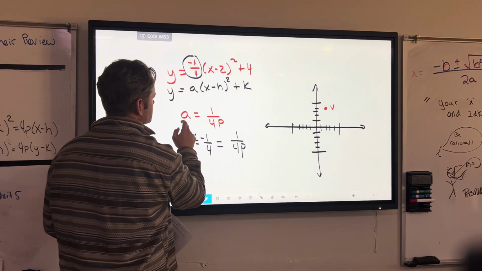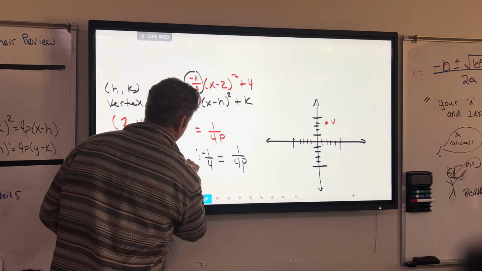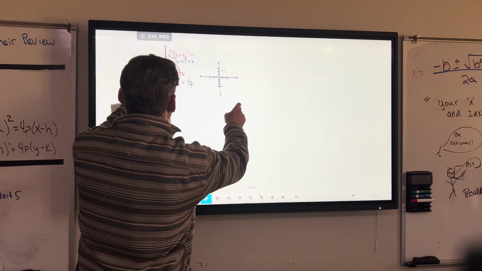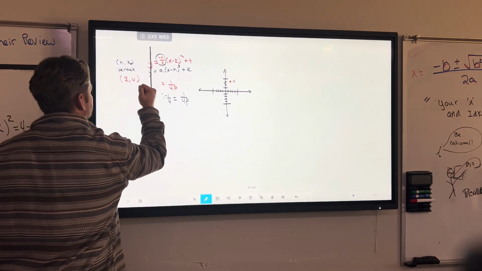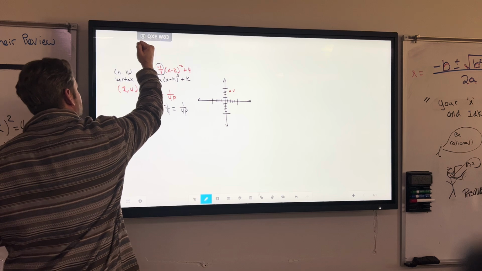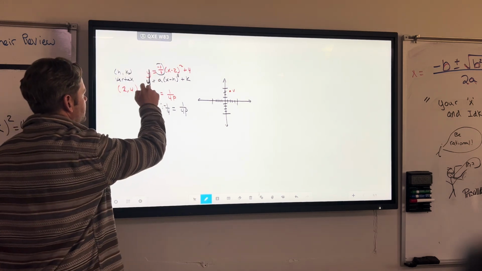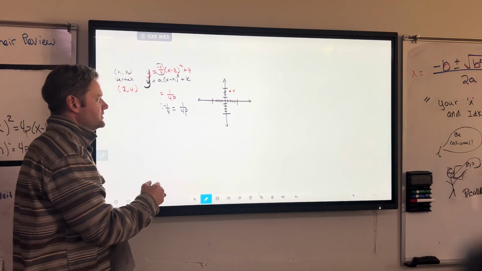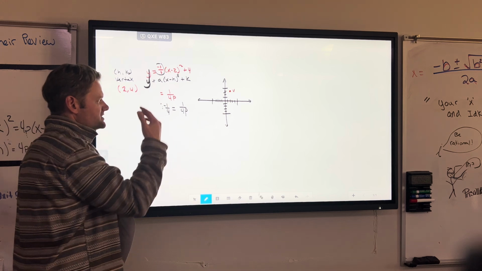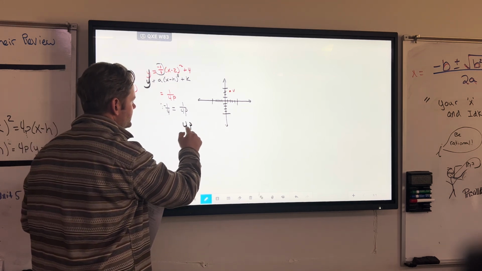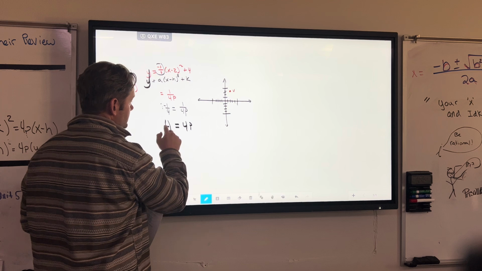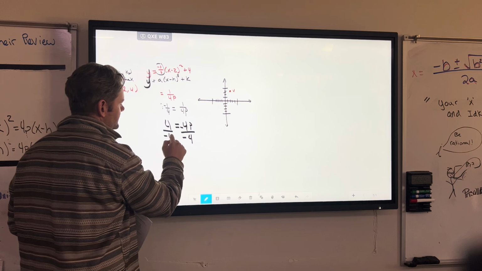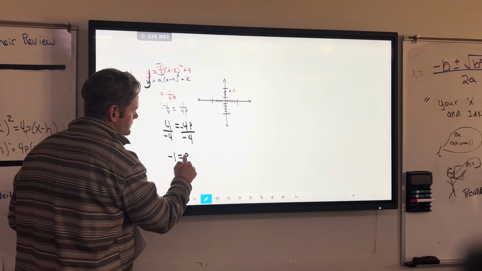Ignore that line right there. I'll make this better. So I get negative 1/4 equals 1 over 4p. Well, how do I solve it? You can cross multiply pretty easily here. So I get negative 4p equals 4. Divide by negative 4, negative 4. I get negative 1 equals p.